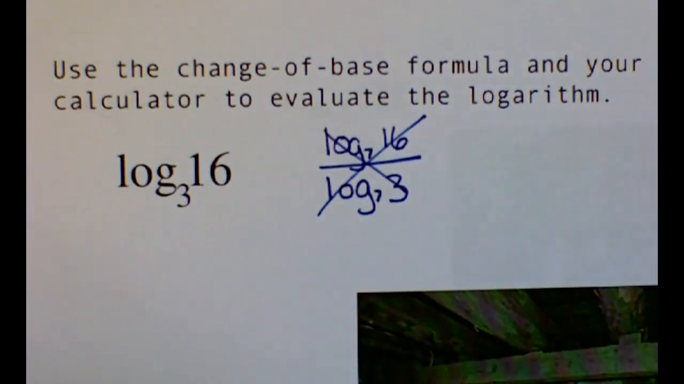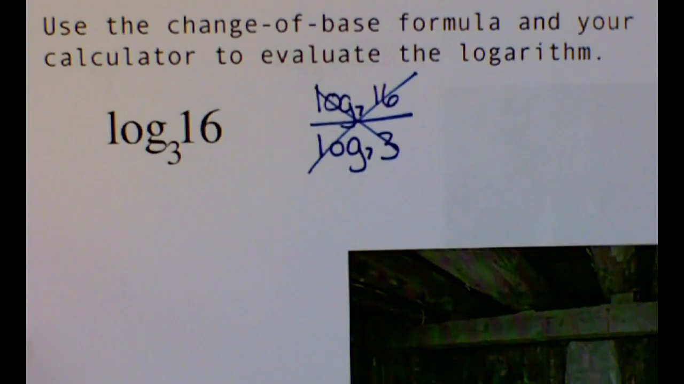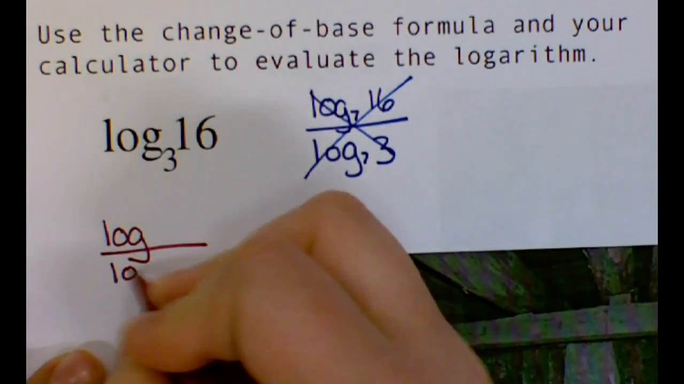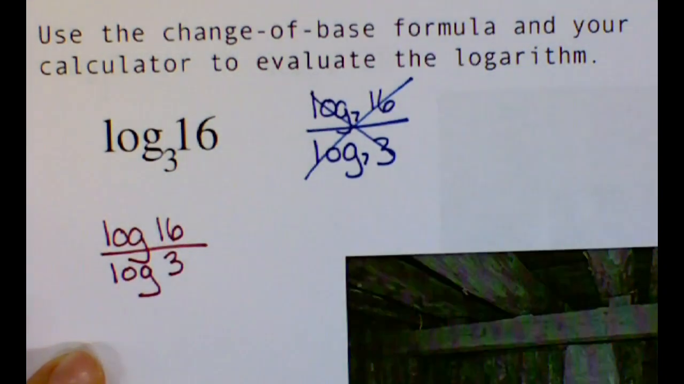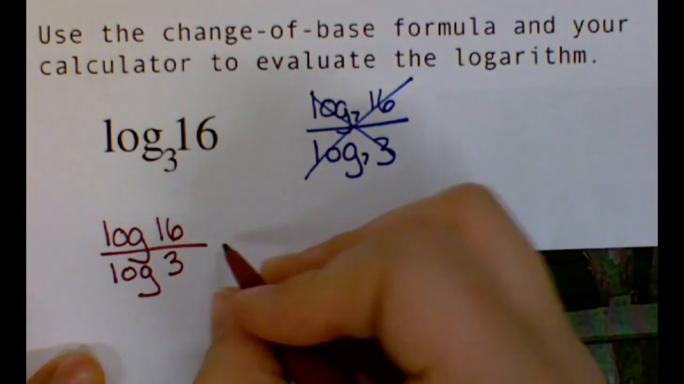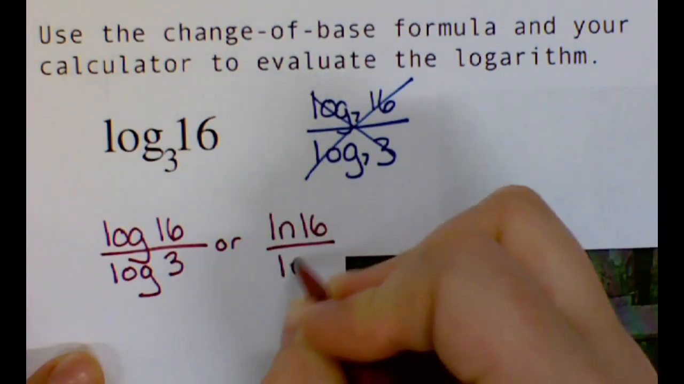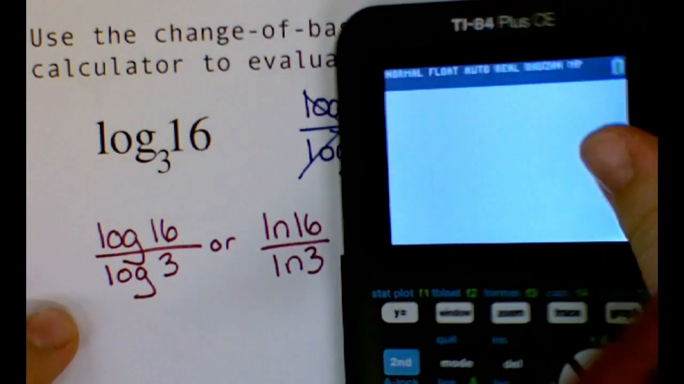But the reason this formula does help us is because there are two logarithms that your calculator knows. Your calculator knows the log base 10. So we could do the same thing, log base 10 of 16 over log base 10 of 3. Or we could use natural logs. We could do the natural log of 16 over the natural log of 3. And in case you don't believe that I could use either one, let's check it out.